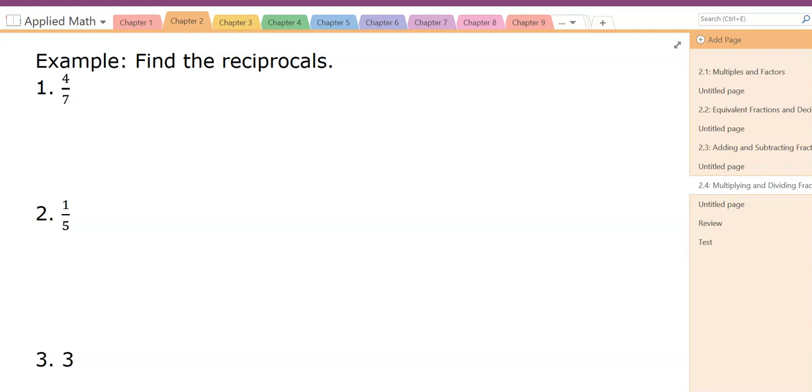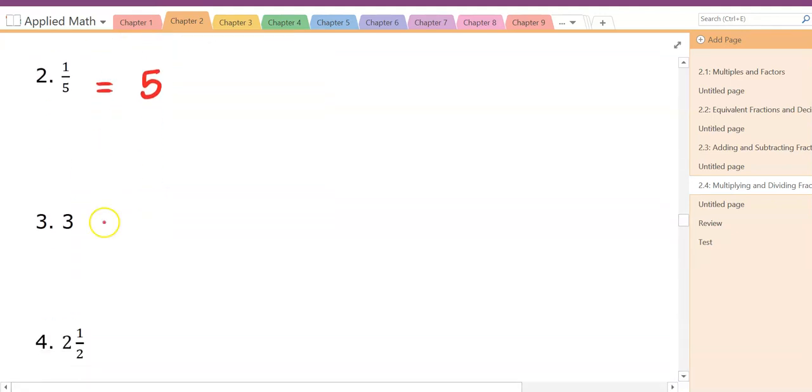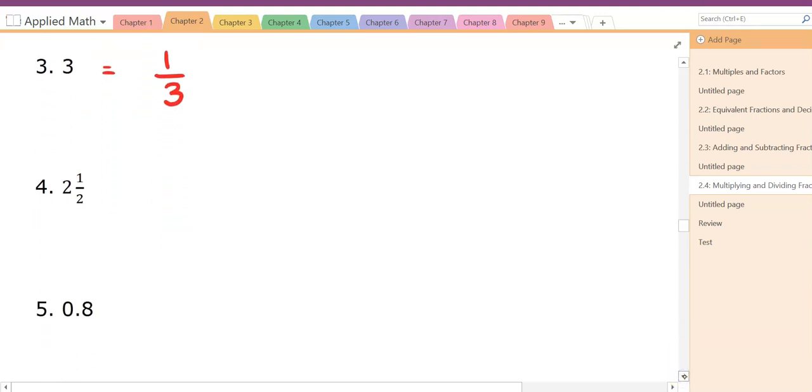All right, so if you flip the first one upside down, what did you get? Good, 7 over 4. How about number 2? 5. Some of you might have written 5 over 1. You don't have to keep it over 1. You can just leave it as the 5. How about number 3? Good, 1/3. Okay, number 4? 2 over 5. Because first, if you change this to an improper fraction, it's 5 over 2. So then the reciprocal would be 2 over 5.